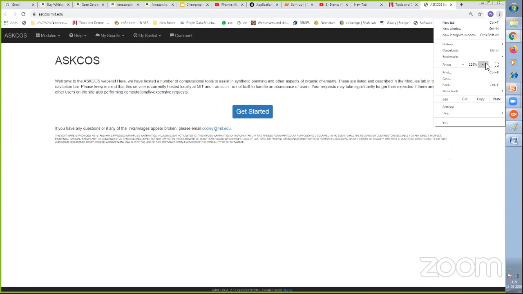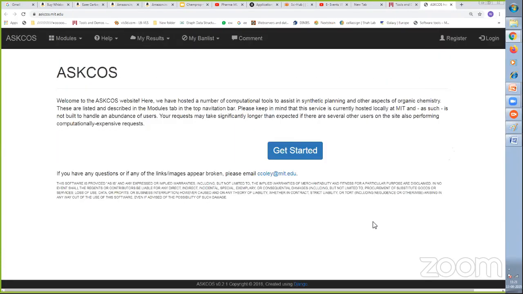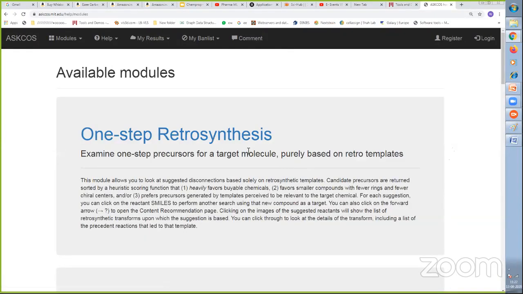As the website says, I think you're able to see, right? They have a number of computational tools assisting in synthetic planning and other aspects of organic chemistry. So here you can go and get started. As I told, there's retrosynthesis. Retrosynthesis means you have designed a drug and then you want to chalk out a strategy to synthesize that particular drug. So you want to go backwards: this is the final product, and I have to work out a way to find the starting materials. Okay, from which do you start?